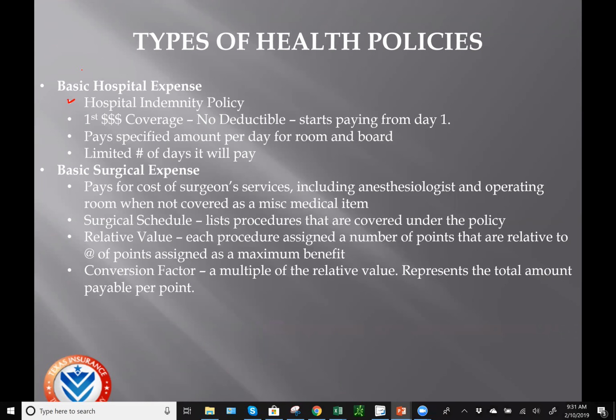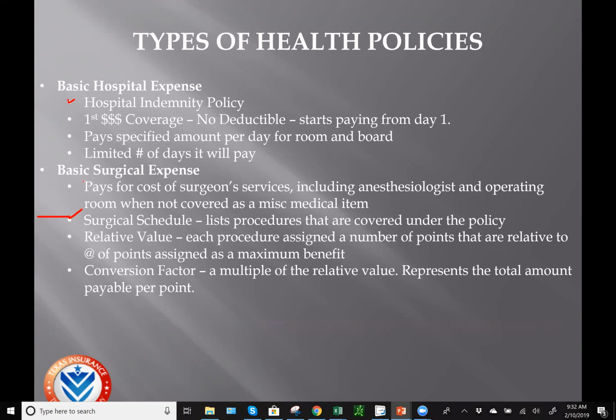Your next one is a basic surgical expense policy. Obviously, based on the name, it's going to pay for surgeries, so cost of surgeon services, including the anesthesiologist, operating room when not covered as a miscellaneous item. There's some terminology here that I want you to be familiar with. First, they use what's called a surgical schedule. The surgical schedule will list procedures that are covered under that policy. If your procedure is not listed on their surgical schedule, then it is not going to be covered.